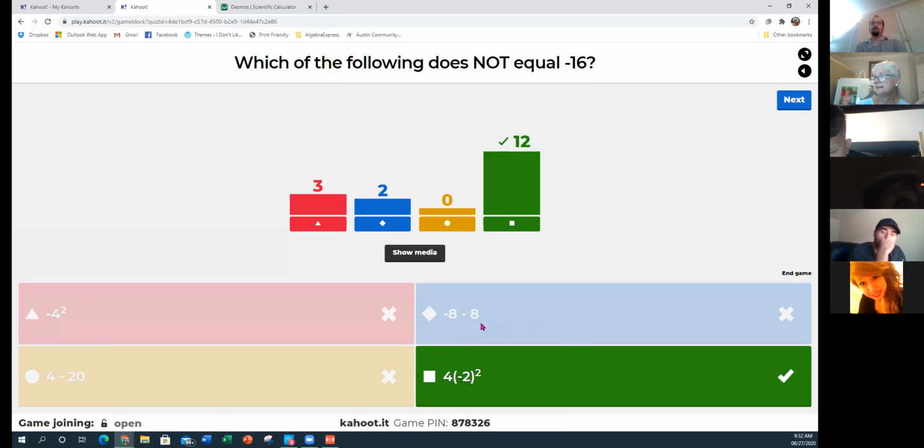-8 minus 8, both of those have the same sign. They're both negative. So that means you would add the 8s and keep the negative sign. So that would also be -16. No one thought 4 minus 20 was not -16, so that's good.